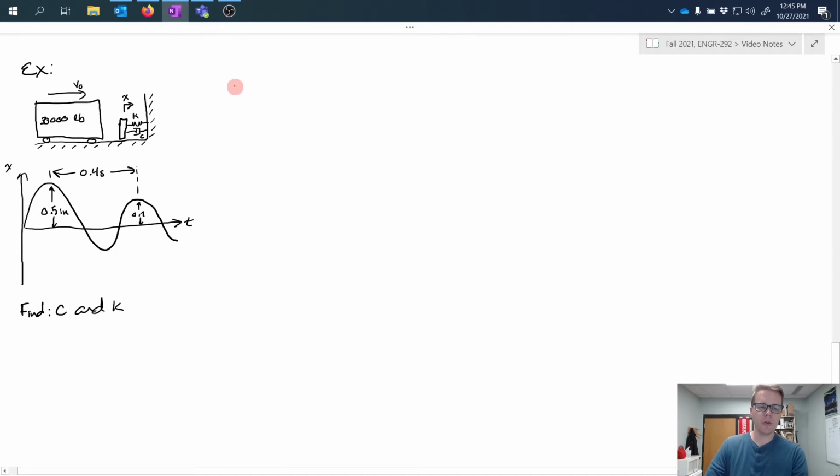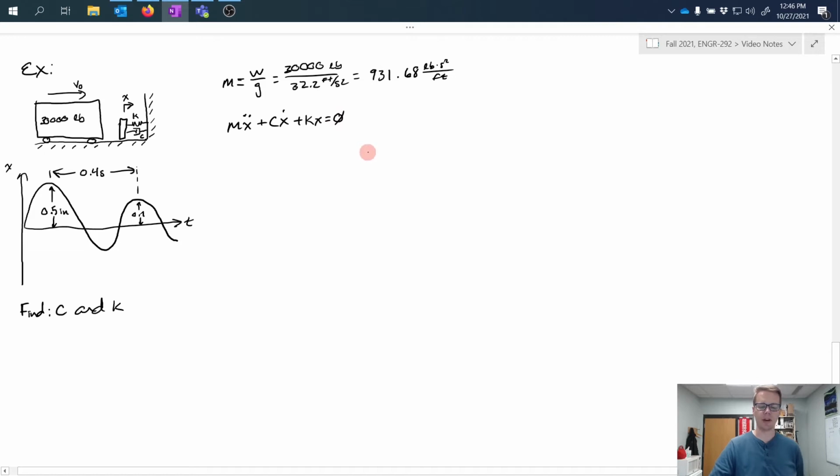So the first thing that I'm going to do is convert the weight of our cart to mass. And we get 931.68 pounds second squared per foot. Now, ultimately, recall that the standard form equation for this looks something like this: m x double dot plus c x dot plus k x equals 0. So this is that standard form equation for damped free vibration.